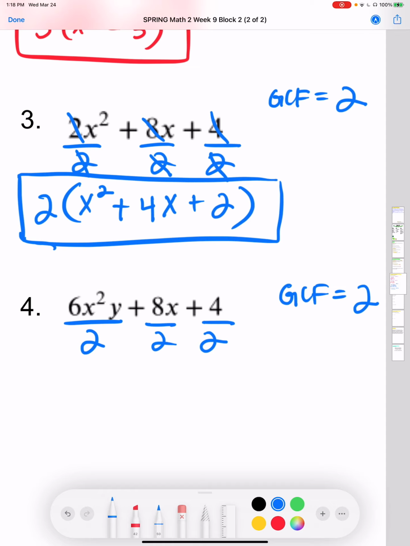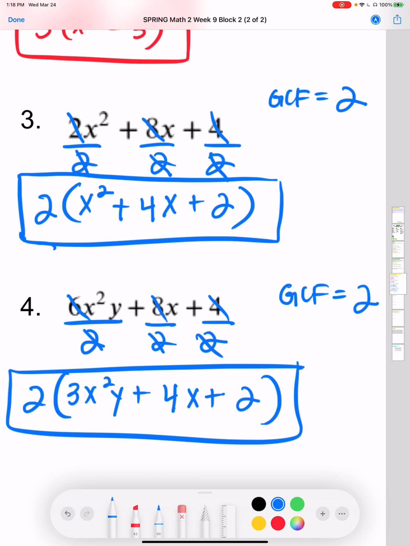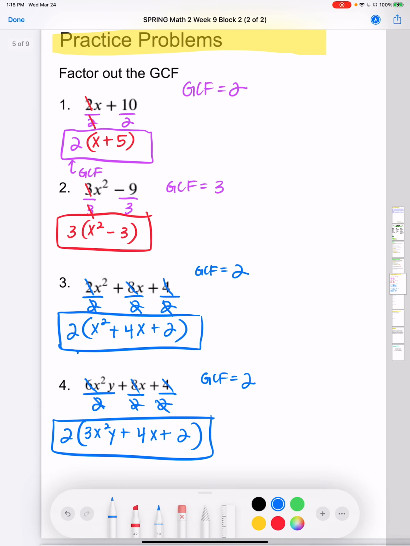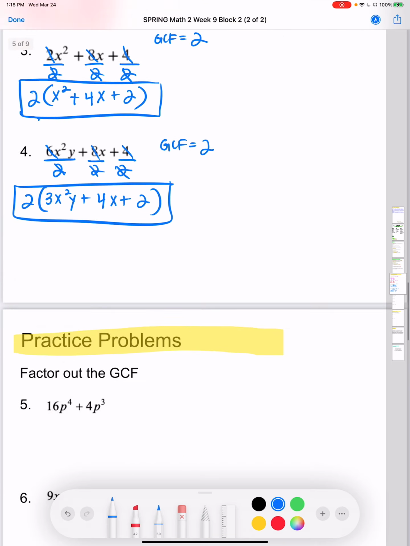Okay, 6 divided by 2 is 3, bring down the x squared y, plus 8 divided by 2 is 4, bring down the x, plus 4 divided by 2 is 2. Put that in parentheses, leave the 2 outside. Okay, so here are some examples on factoring out the greatest common factor. All right, let's move on to the next page.